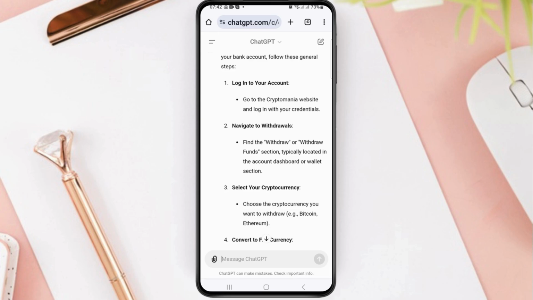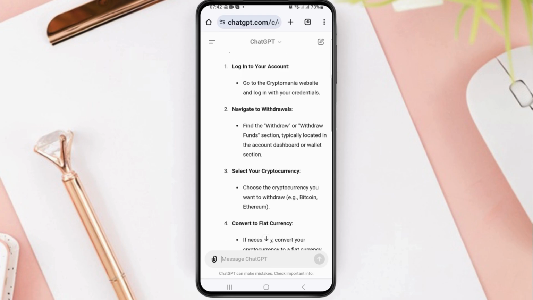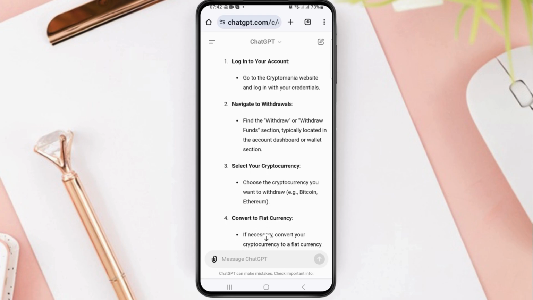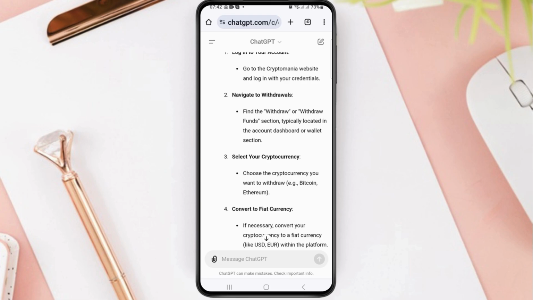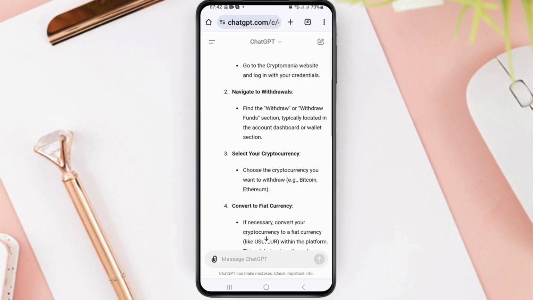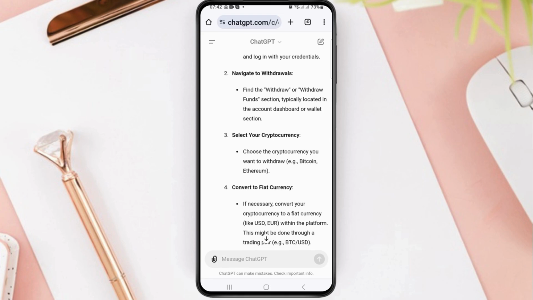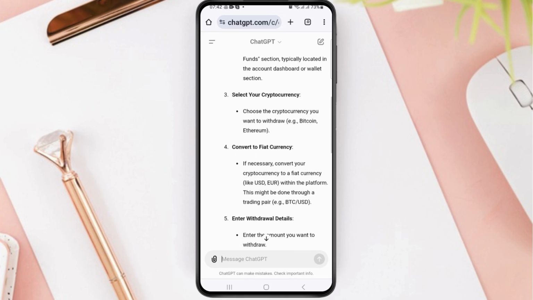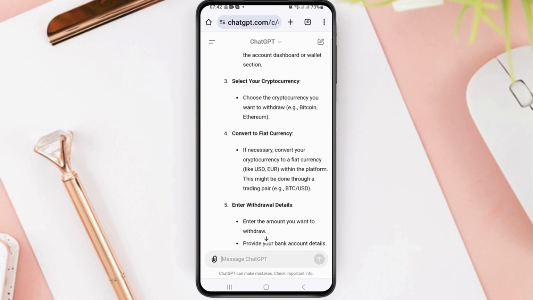At first, you have to log in to your account. You can go to the Cryptomania website and log in there with your credentials. After that, you can find the withdraw or the withdraw fund section, which is typically located in the account dashboard, the wallet section. There you have to choose the cryptocurrency you would like to withdraw. That may be Bitcoin, Ethereum, or any of those.